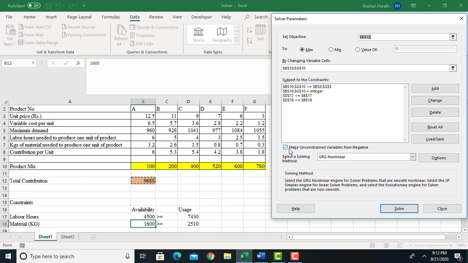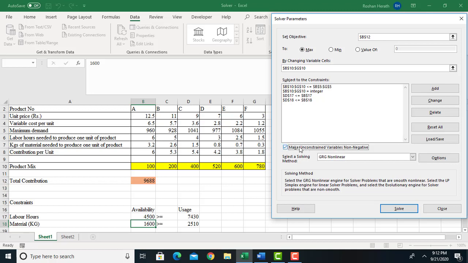And then you need to ensure this particular tick which is available here is there. By default it is there, and it says make unconstrained variables non-negative. So it is called the non-negative principle. You need to make sure that negative numbers are not involved. In this particular scenario, negative numbers are not involved. So that's why it says make unconstrained variables non-negative.